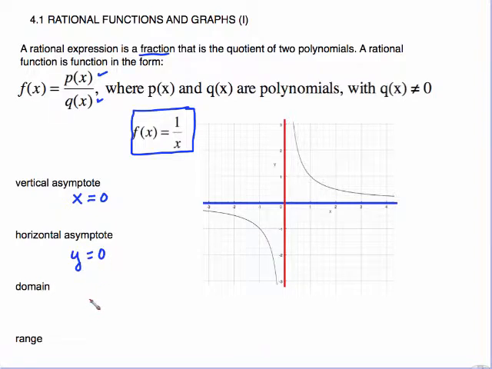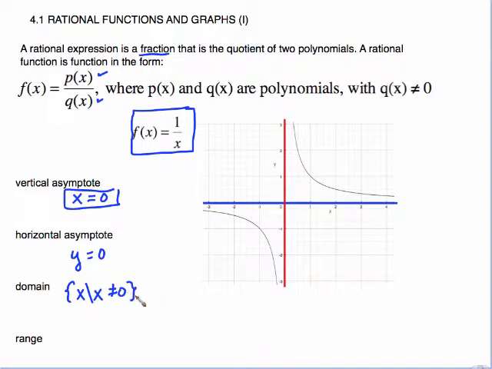Your domain is related to your vertical asymptote. Remember, x equals 0 is this line that your curve is not going to cross. That means we do not have a value at x equals 0. So our domain is all x such that x does not equal 0. Now, we want to write that, though, in interval notation.